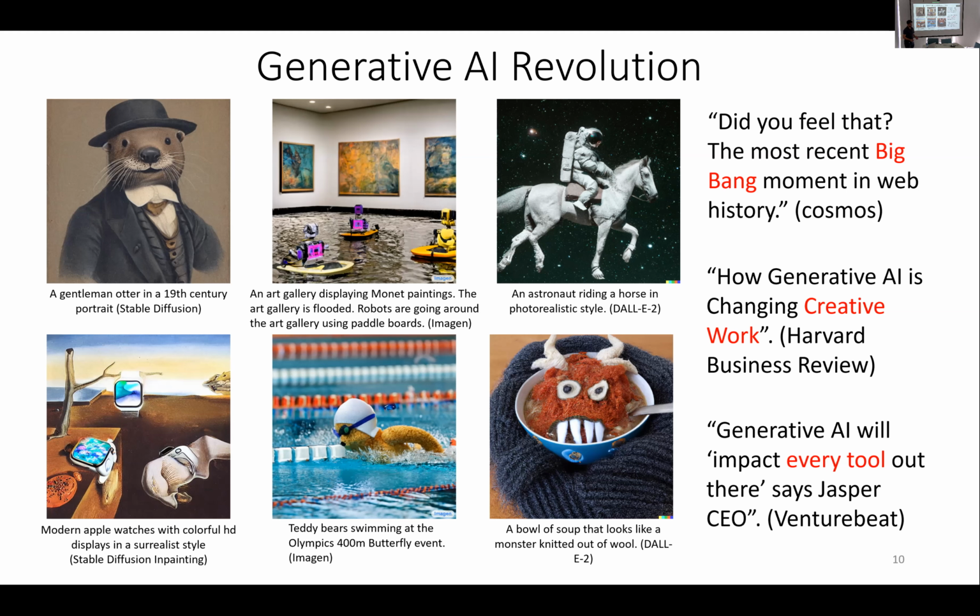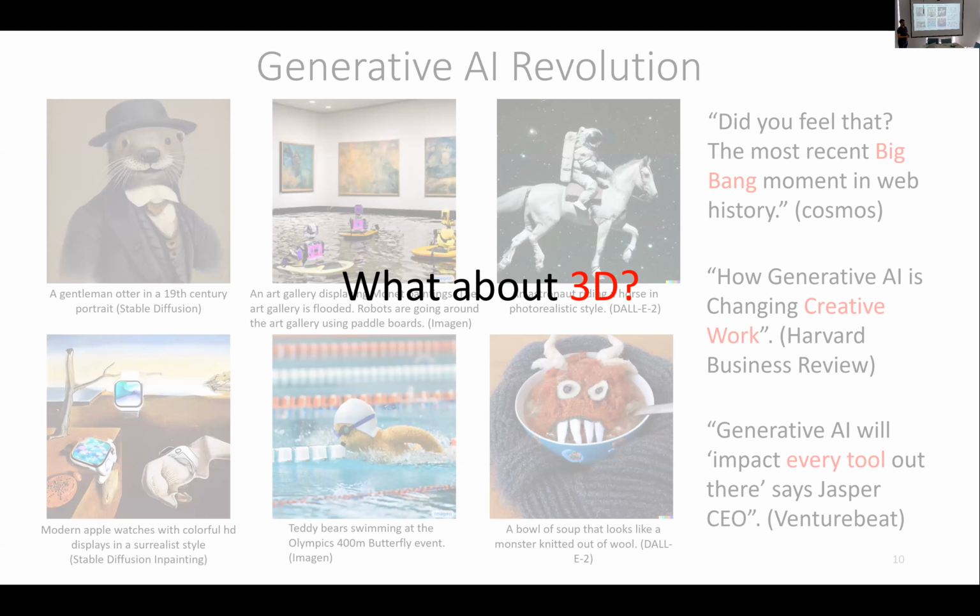Okay, so recently we've witnessed a revolution in generation, particularly for 2D, where we're given an input text and we are generating images, and this has really revolutionized the way we create art or perform design and so on. But we have yet to see this revolution in 3D.